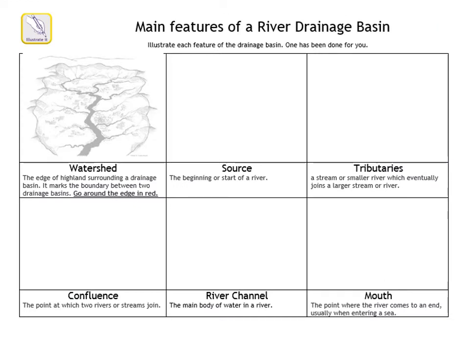Okay, so here's the sheet. I'll put an example in there for you. So we've got watershed, the edge of a highland surrounding a drainage basin.